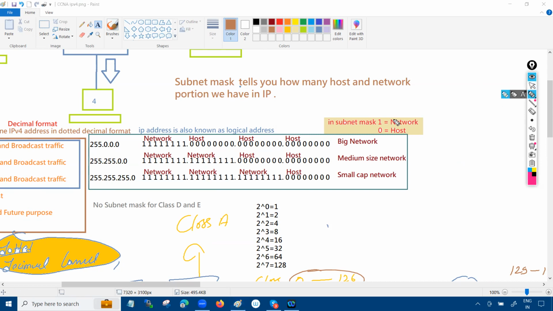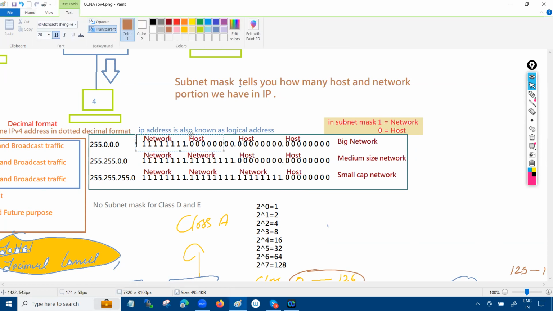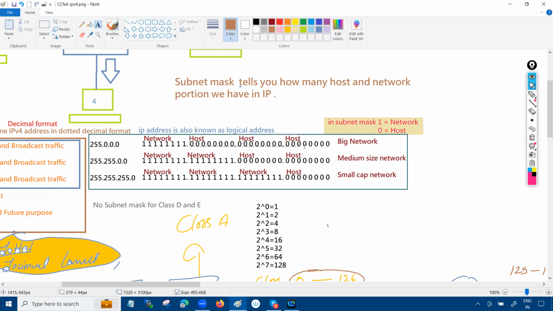In subnet mask information, a 1 represents the network portion, and a 0 represents the host portion. Don't worry, you will understand the meaning of this line when I discuss subnetting, so wait for one more day or maybe Monday. Right now, understand that a one means network, and in class A the remaining 24 bits are host.